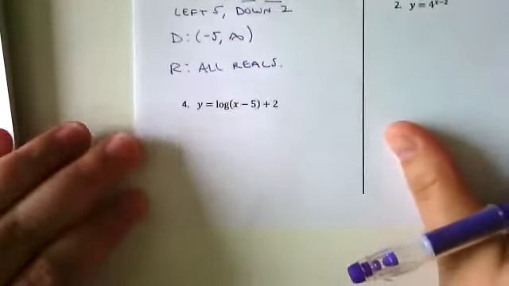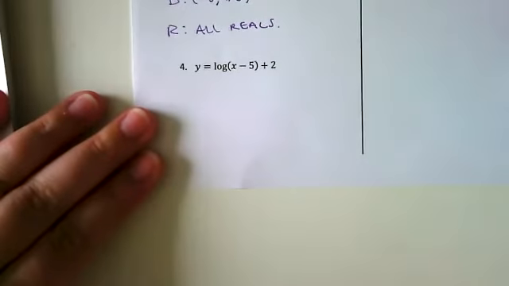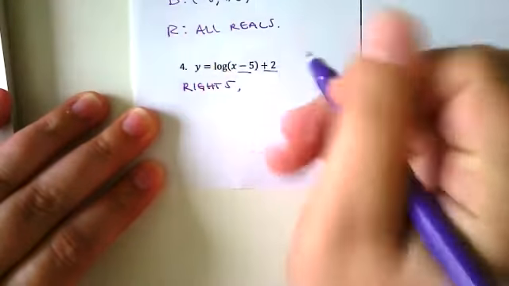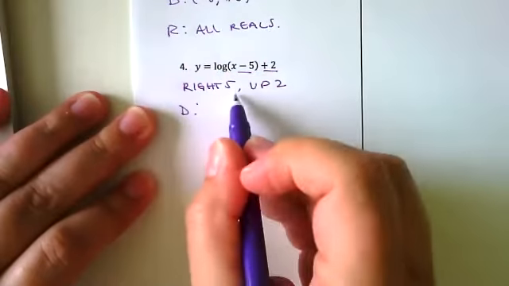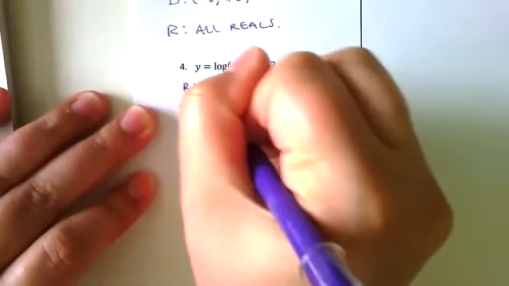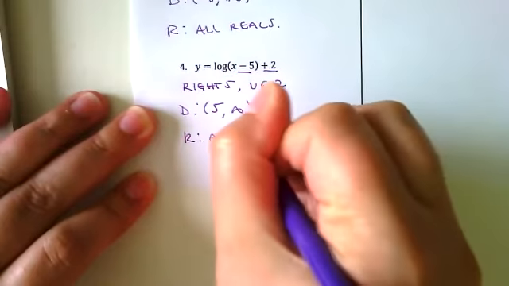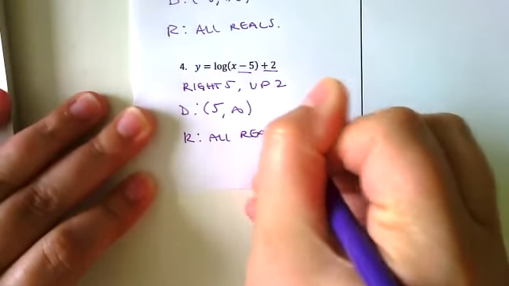Okay, for number 4, last one, our signs are just backwards for this one, so it's going opposite directions. So for the -5 here, it's going to go right 5. And then for the +2, it's going to go up 2. So the domain is affected by the right 5, so it's going to be +5 to infinity. The range is still going to be all reals.